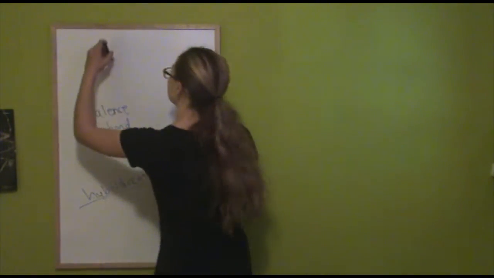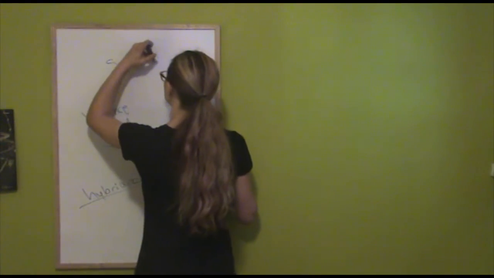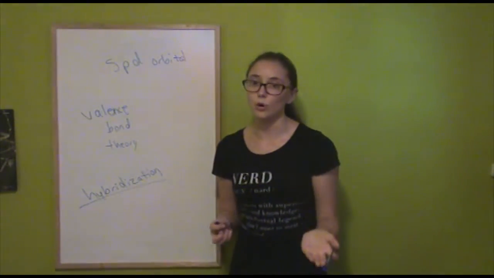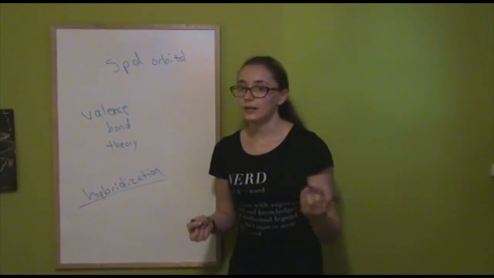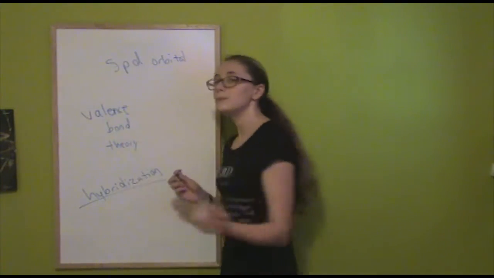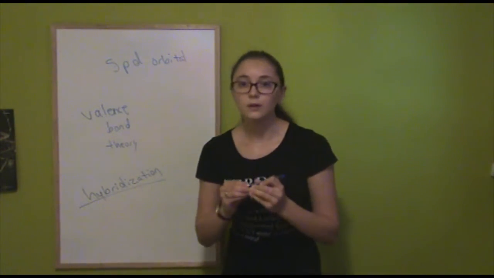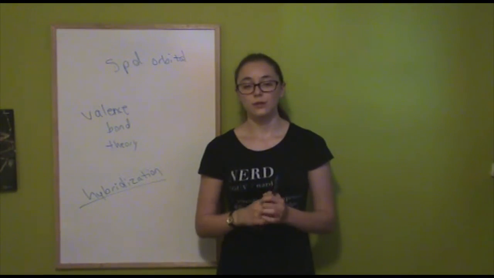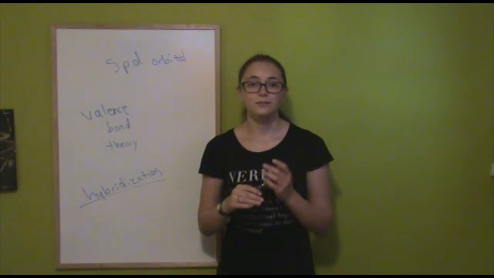For example, an sp-d orbital is obviously a mixture of an s orbital, a p orbital, and a d orbital. So it'll have some s orbital character, and some p orbital character, and some d orbital character. The whole concept of hybrid orbitals and bonding is really, really neat, so if you enjoyed this video, I would highly suggest that you read more about it.